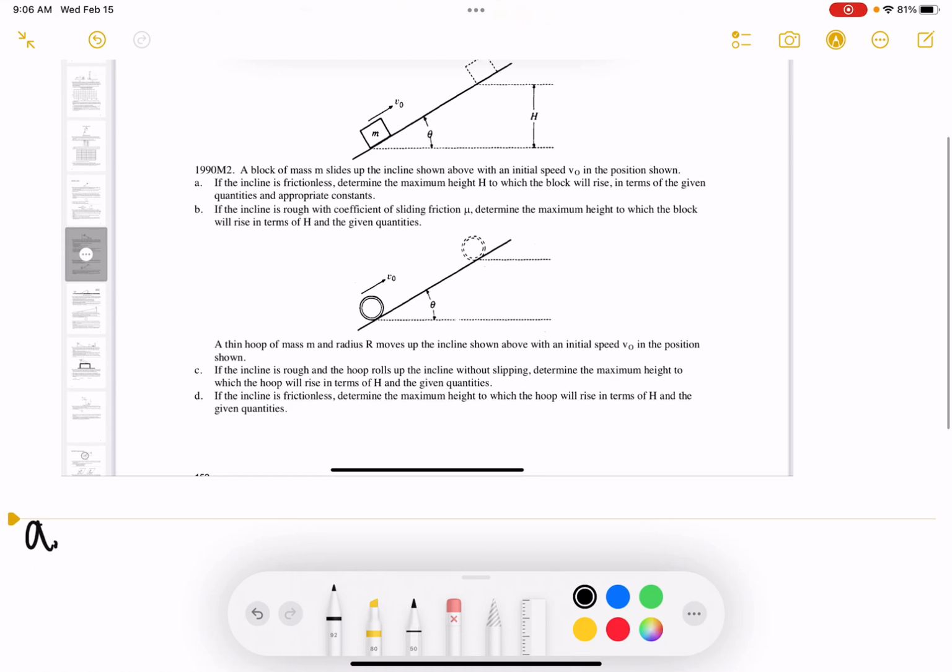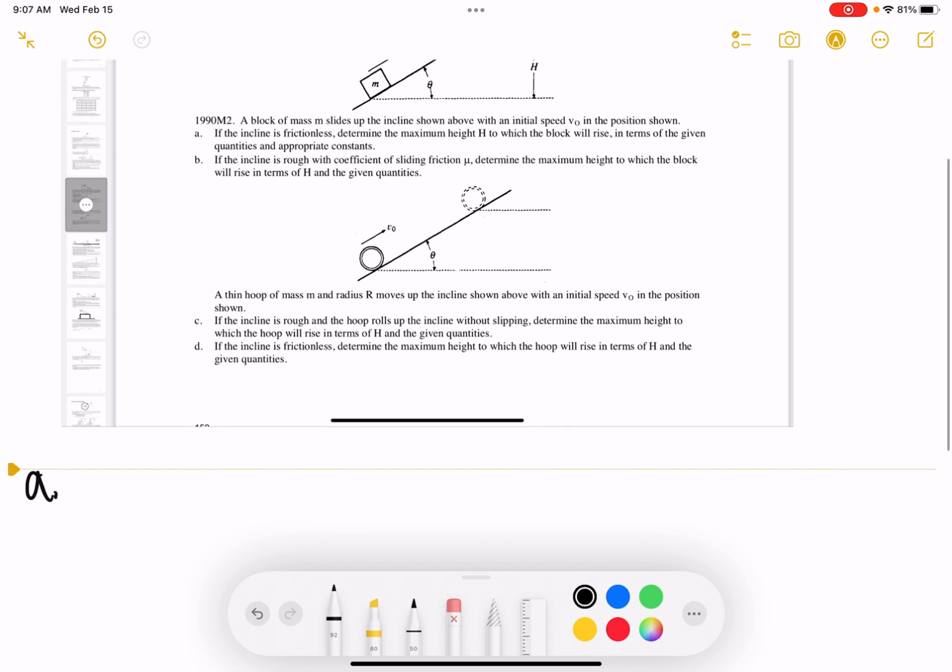Hello. So today we're looking at 1990 mechanics problem 2. It says a block of mass m slides up the incline as shown with an initial velocity v naught and the position shown. If the incline is frictionless, determine the maximum height h to which the block will rise in terms of the given quantities and appropriate constants.